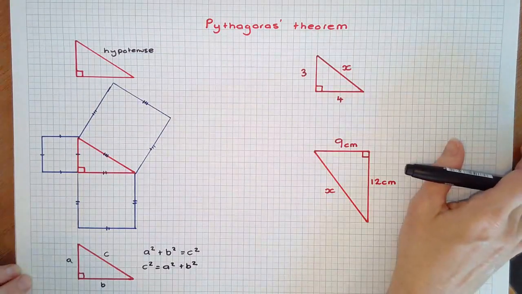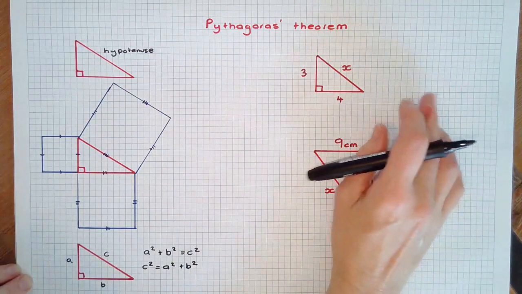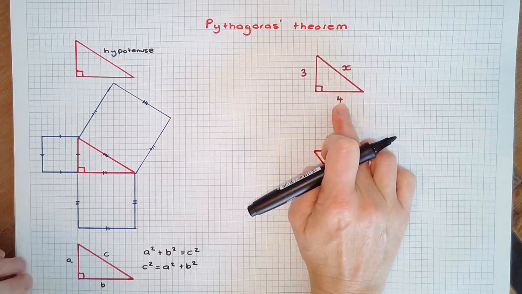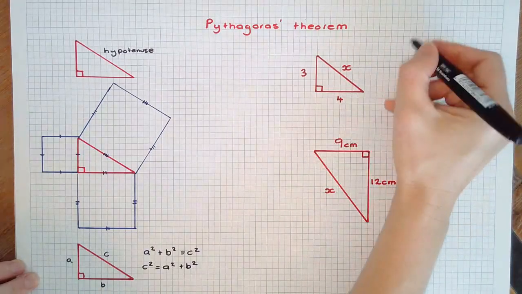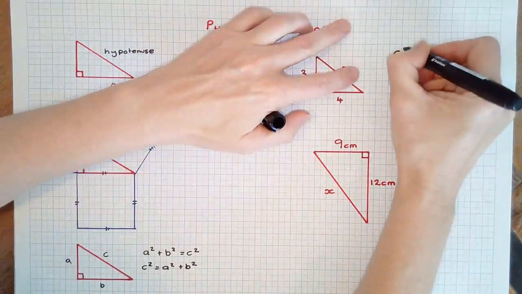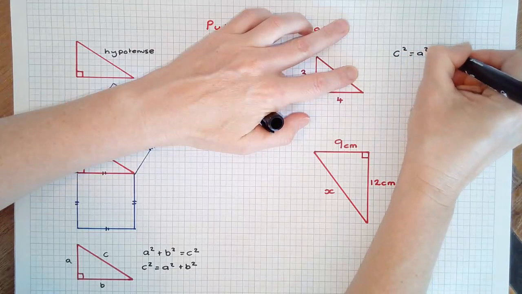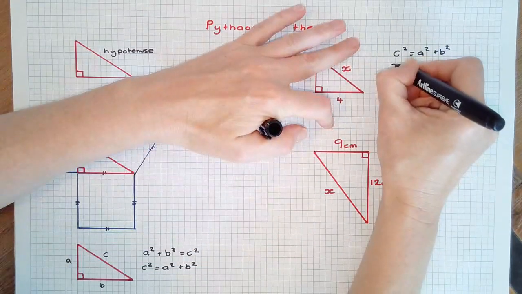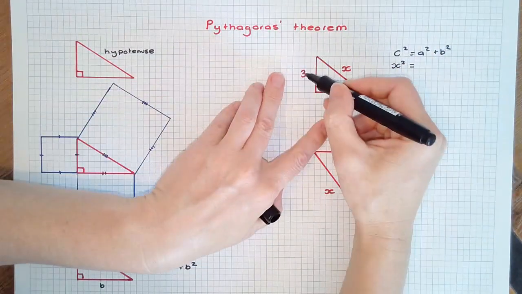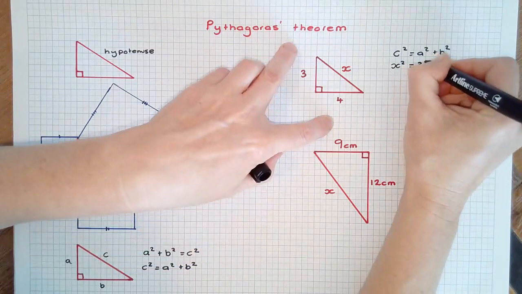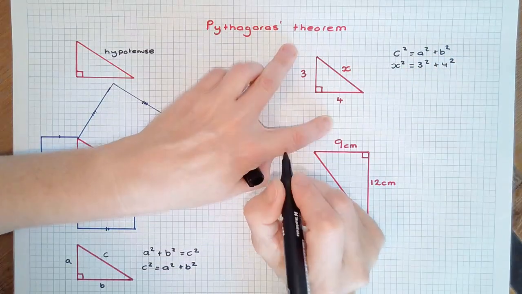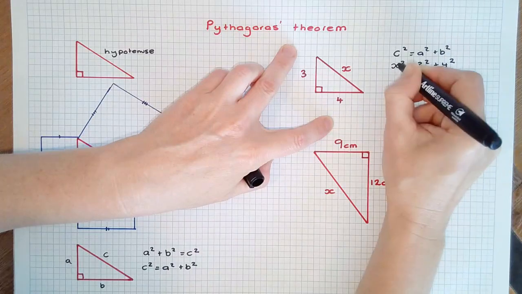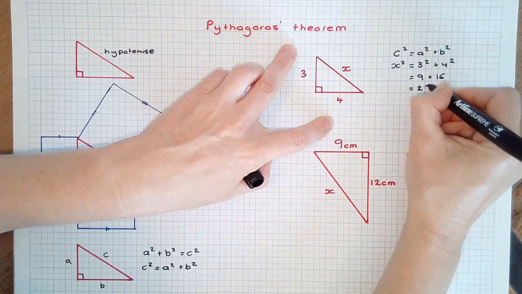We can use Pythagoras' theorem to find the length of the hypotenuse of a right angled triangle without measuring if we're given the length of the two shorter sides. Let's find x. First of all, we state Pythagoras' theorem. c squared equals a squared plus b squared. Substitute our known values. The hypotenuse is labelled x, so x squared equals, and it doesn't matter which side is a and b, 3 squared plus 4 squared. 3 squared is 9, plus 4 squared is 16, so x squared, the hypotenuse squared, is 25.